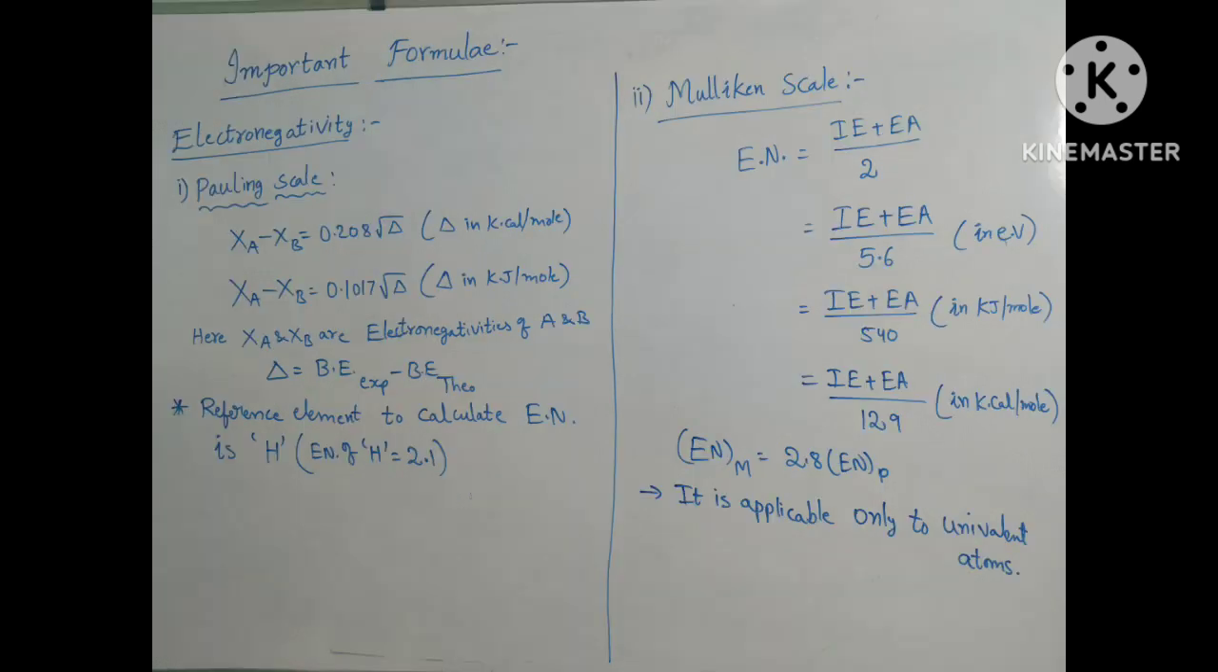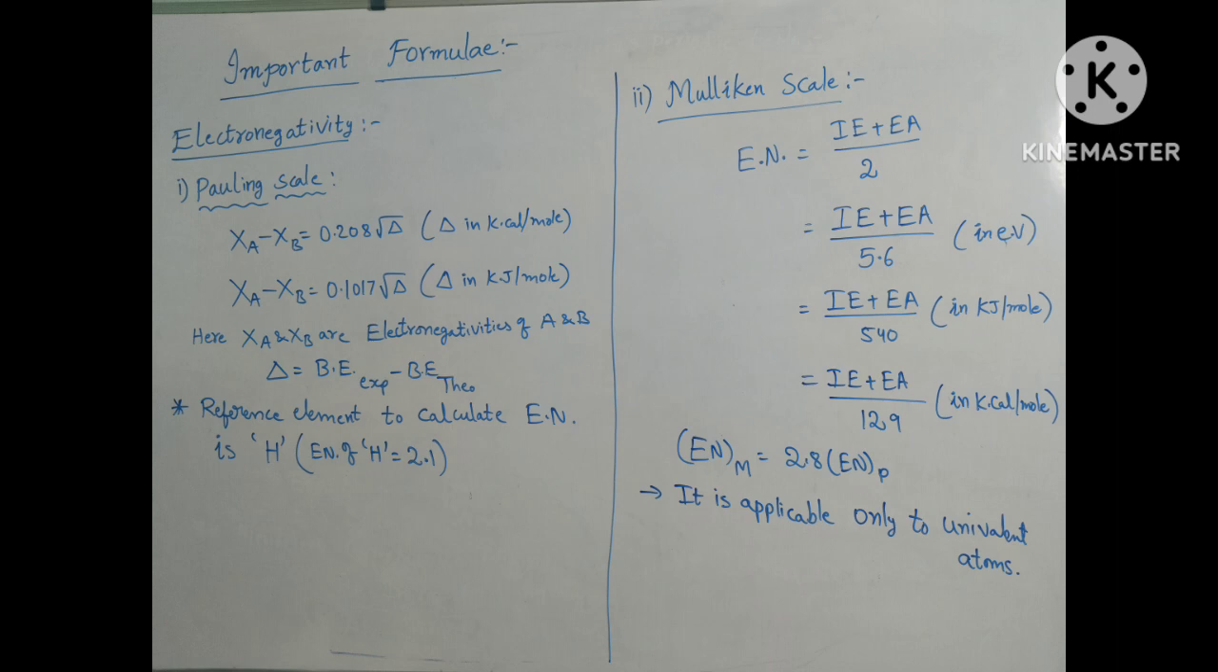So finally, important formulas for electronegativity. Electronegativity was measured using the Pauling scale and the Mulliken scale. Here a very important point is that the reference element to calculate electronegativity in the Pauling scale is hydrogen. Hydrogen's electronegativity is taken as 2.1. Next, the Mulliken scale. In the Mulliken scale, electronegativity is calculated using ionization energy and electron affinity values. Different formulas are there. Please take a screenshot here.